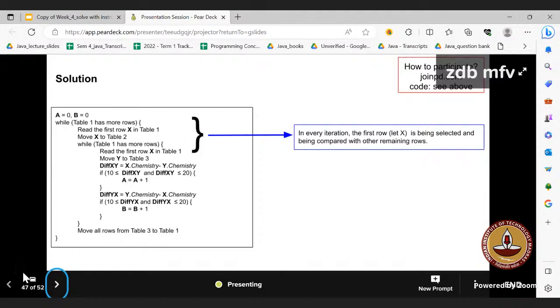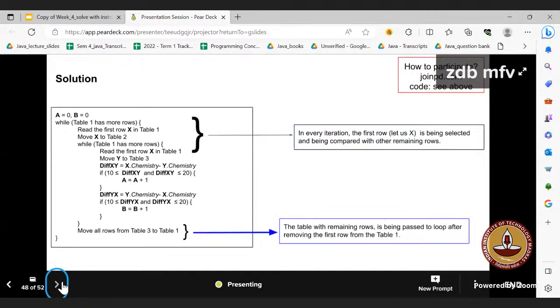So what is A being asked in the question, no? A equal to A plus 1 when the difference of XY chemistry marks is between 10 and 20, right? If the difference of XY is between 10 and 20, then A equal to A plus 1 will happen. If it is between 10 and 20, then we are calling it a study pair, no? Yes, ma'am.